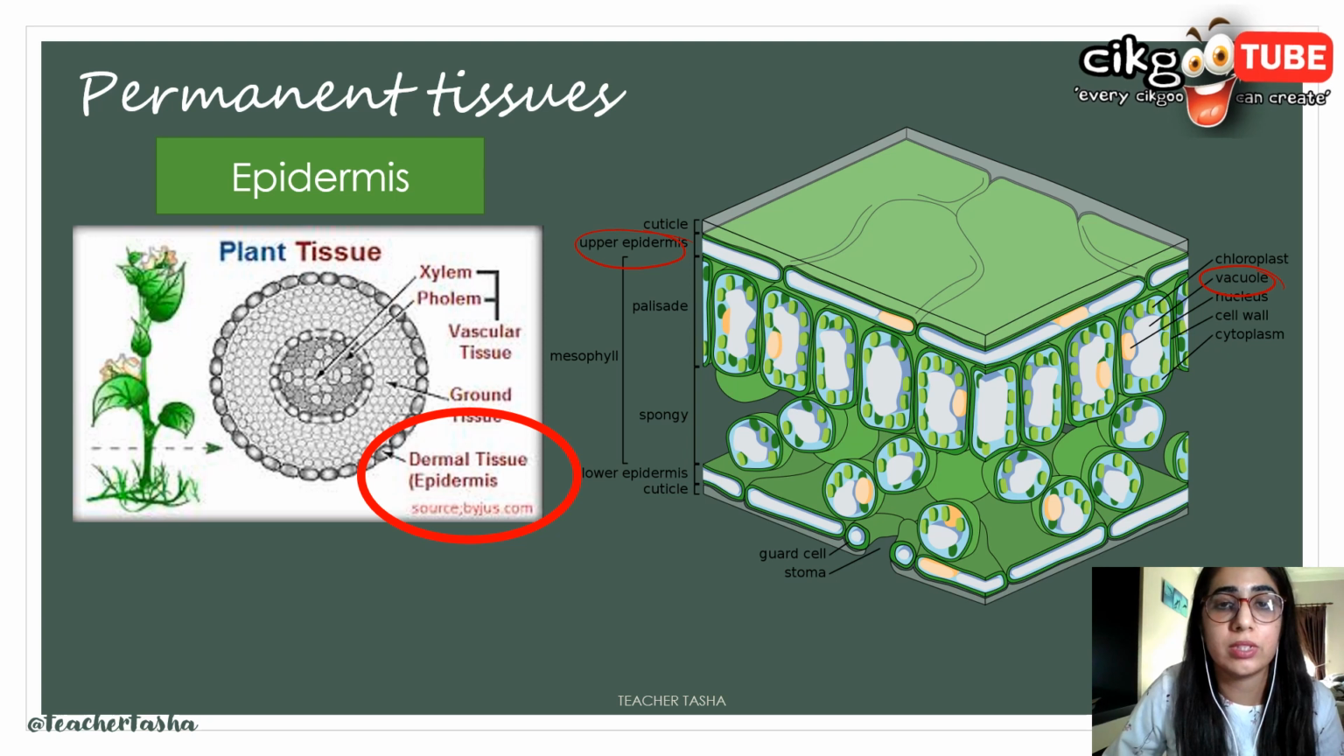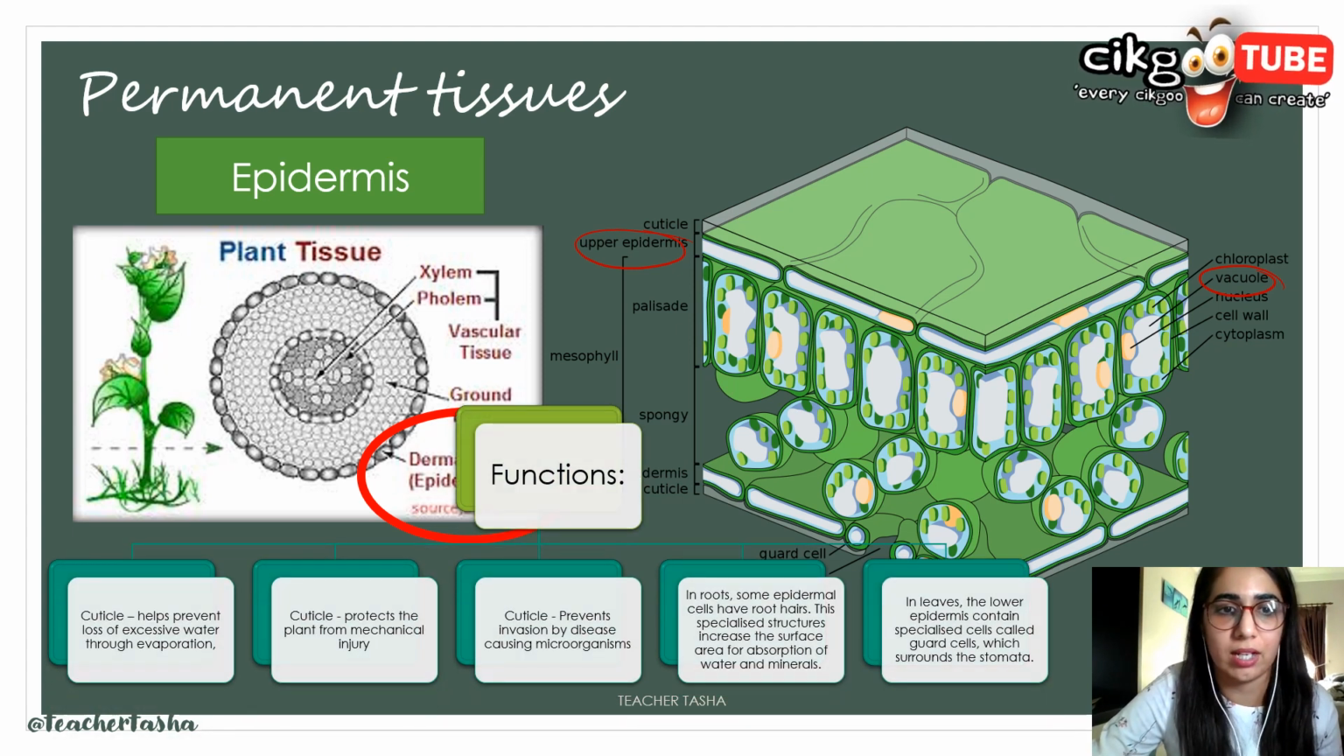The cuticle, since it's waterproof, helps to prevent loss of excessive water through evaporation. It also protects the plant from mechanical injury. It also prevents invasion of disease-causing microorganisms. And in roots, let me see what is next.